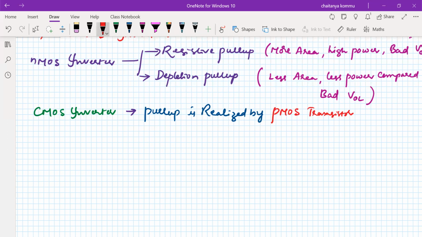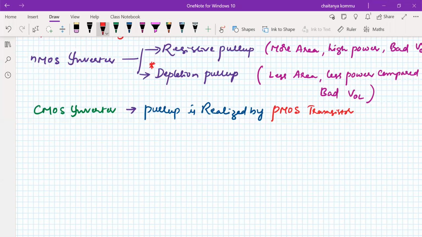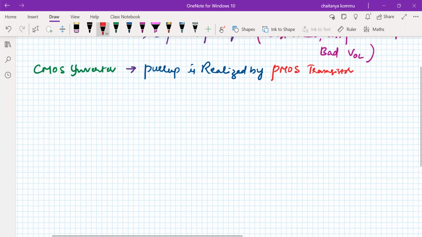What is the difference between the NMOS inverter and the CMOS inverter? In case of NMOS, we preferably talk about the depletion type of transistor only, because it is advantageous in terms of those parameters. In case of CMOS, we have to realize the pull-up with the PMOS transistor. Why do we need to go for this? As I mentioned, these are the problems. Essentially, one important point we need to remember.